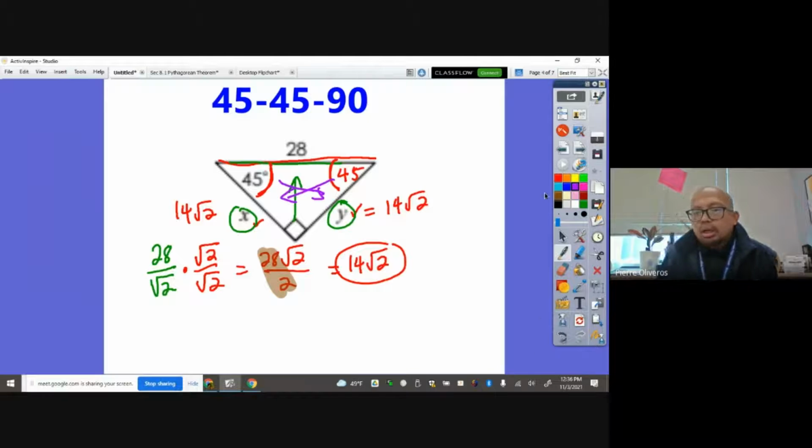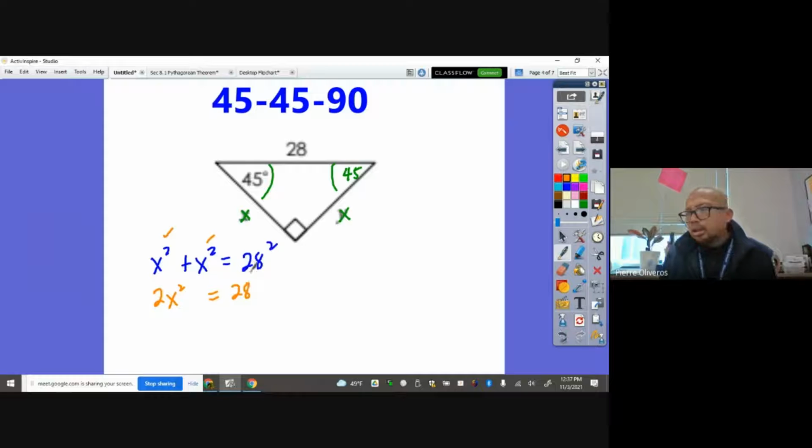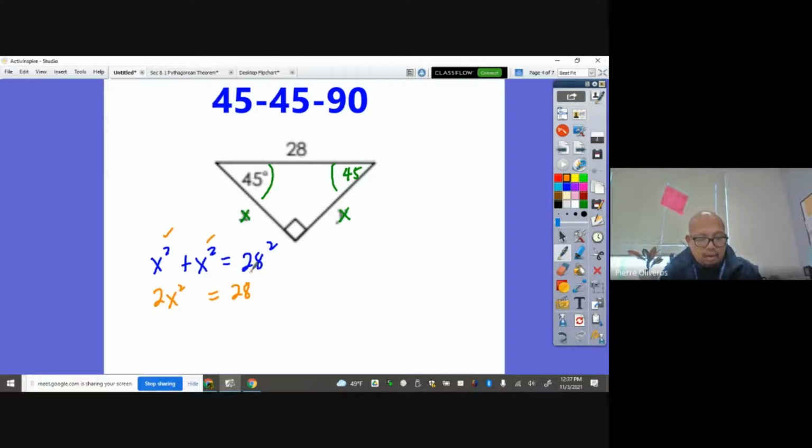The other way of doing this is we know that this is X, that's opposite of 45. This is also 45. They're the same, so this is also X. So therefore, I know that X squared plus X squared is equal to 28 squared. And we know that X squared plus X squared is 2X squared, equal to 28 squared. But what is 28 squared? Using our calculator, 28 squared is going to be 784. Divide by 2, divide by 2 there. So X squared is equal to 784 divided by 2, which is 392.